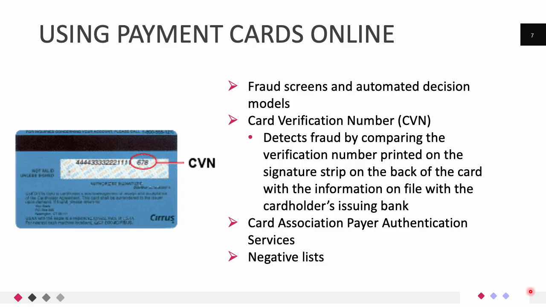The next one is bank authentication, or the card association payer authentication service. It's a Visa or MasterCard app with extra checks. Sometimes they will text you a code to confirm it's really you. And then a negative list, the blacklist. Shops block cards or accounts that were used for fraud before.